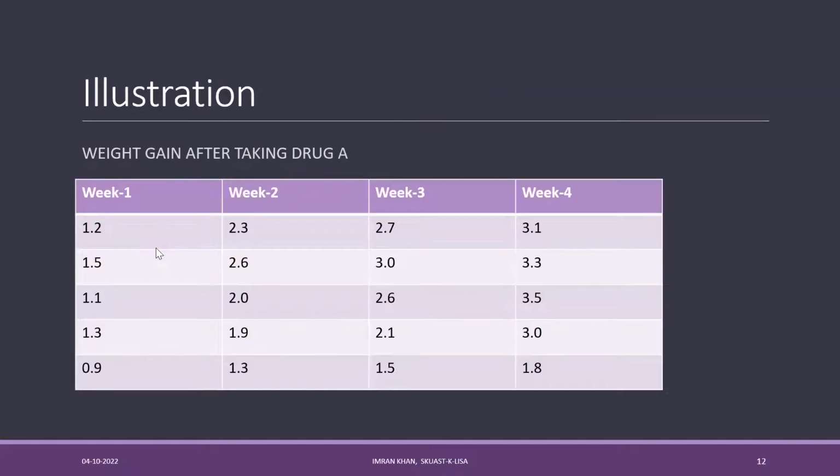Here we can see that we have 5 experimental units, and these 5 experimental units are observed over 4 weeks of time. Here, the number of observations which we have is 20, but the experimental units are only 5. So it's incorrect to take 20 observations as 20 experimental units. This will increase degrees of freedom.